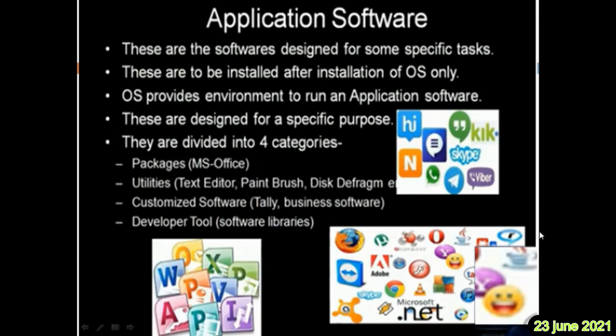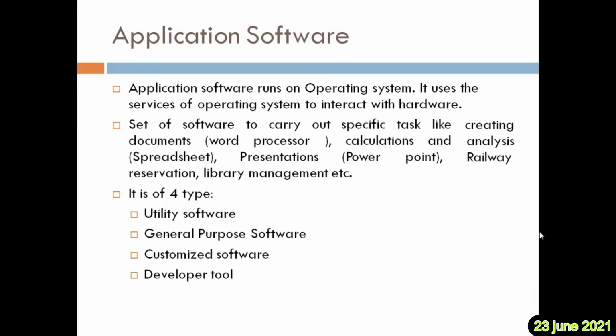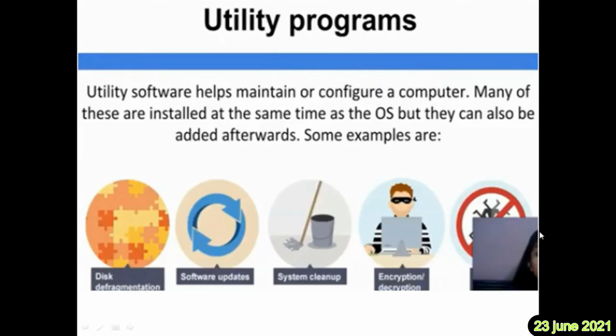Okay, further categories of these application softwares: packages, for example MS Office; the utilities like text editor, paintbrush, disk defragmentation, etc.; the customized softwares like Tally or any business software; and developer tools like software libraries, right? Application software runs on the OS. It uses the services of the OS to interact with the hardware. It is a set of software to carry out specific tasks like creating documents, calculations and analysis, presentations. Okay, and application softwares like railway reservation system, library management, etc. These four categories I have already explained to you.